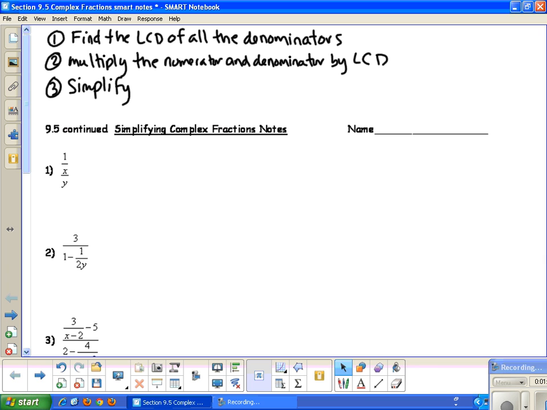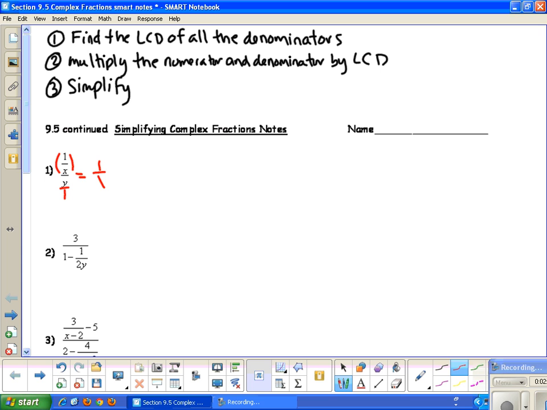So if I look at example 1, I have a fraction divided by a fraction. So for this one, I know that this is my numerator and this y is just in my denominator. So in this case, y is really over 1, even though it's not written. And we've already talked about when you have a fraction divided by a fraction, you multiply by the reciprocal, and it has to be one fraction in order to do this.